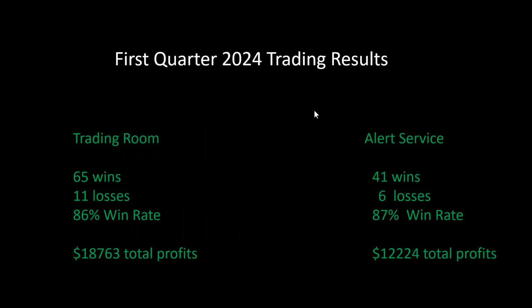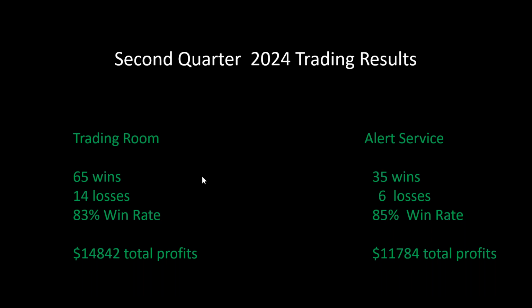This is our first quarter of 2024. 65 wins, 11 losses, 86% win rate. In the room, 18.7 for profit. On the alert service, 41 wins, 6 losses, 87% win rate, 12,002 profit. So pretty nice. Second quarter, similar. 65 wins, 14 losses, 83% win rate, a little low for me. Alert service, 35 wins, 6 losses, 85% win rate, but nice profits, 14.8, 11.7.